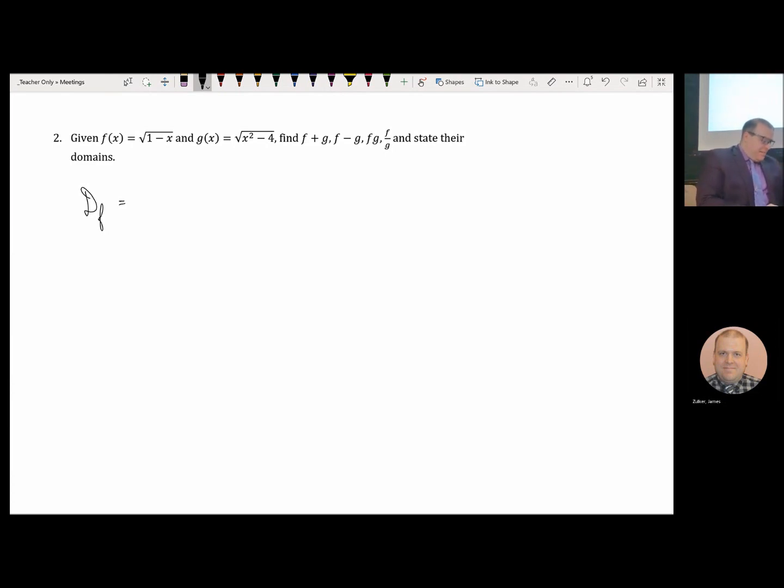What is the domain for f? Negative infinity to 1. Open or closed? Oh, sorry, open on the infinity side and closed on the 1. Because remember, that's a square root, an even radical. You can't have a negative.